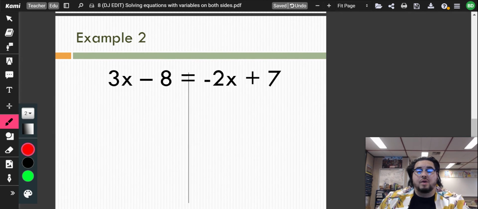Looking at my two options, on one side I have 3x minus 8. On the other side I have negative 2x plus 7. 3x is the greater positive value, so I'm going to be moving my x's to the left side again. In order to move negative 2x, I do the opposite. So I'm going to add 2x to both sides.